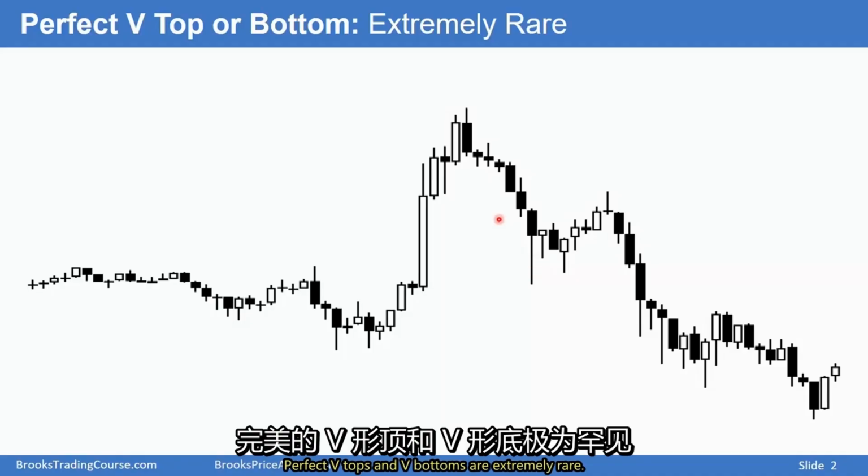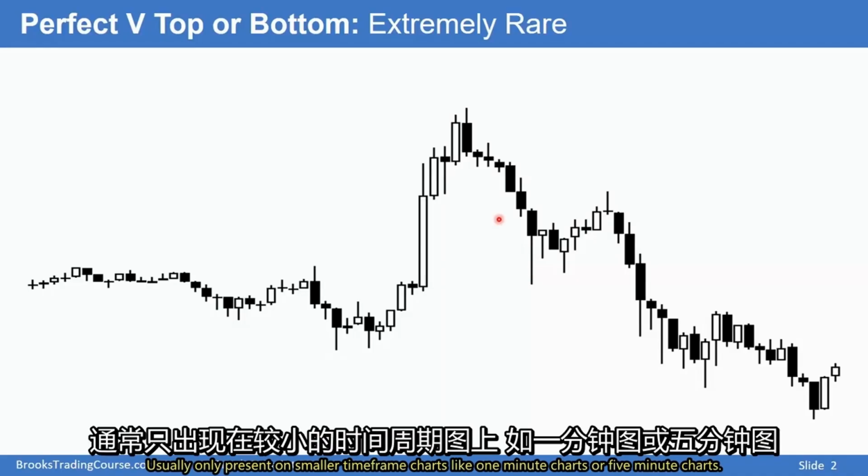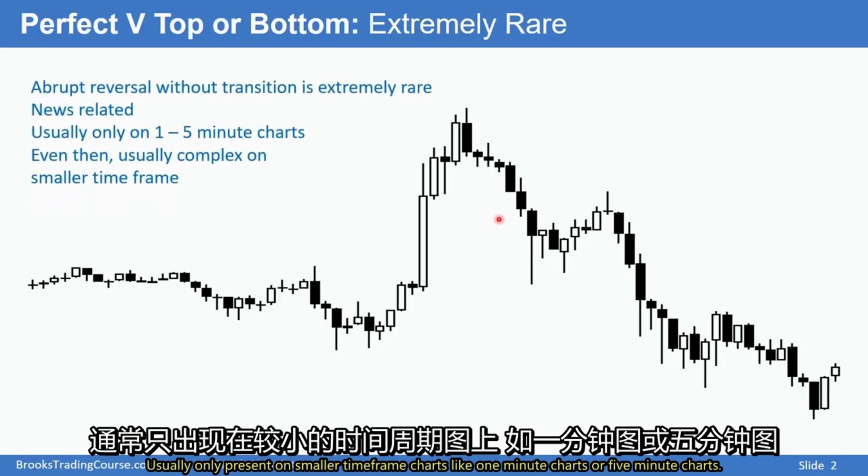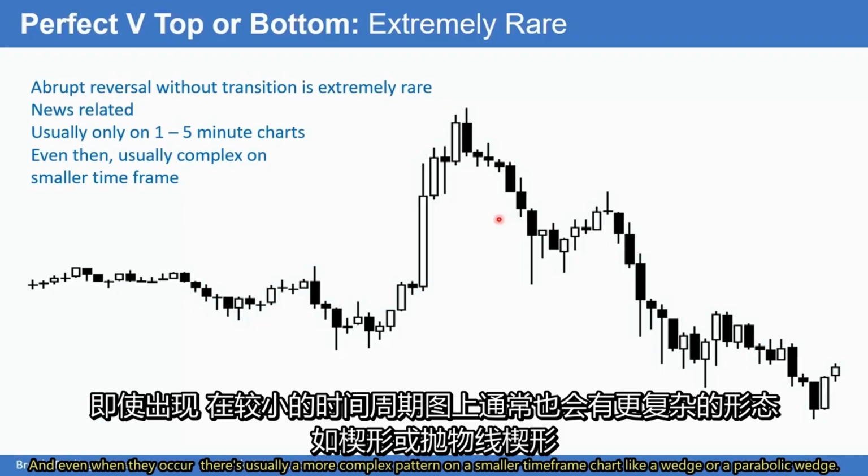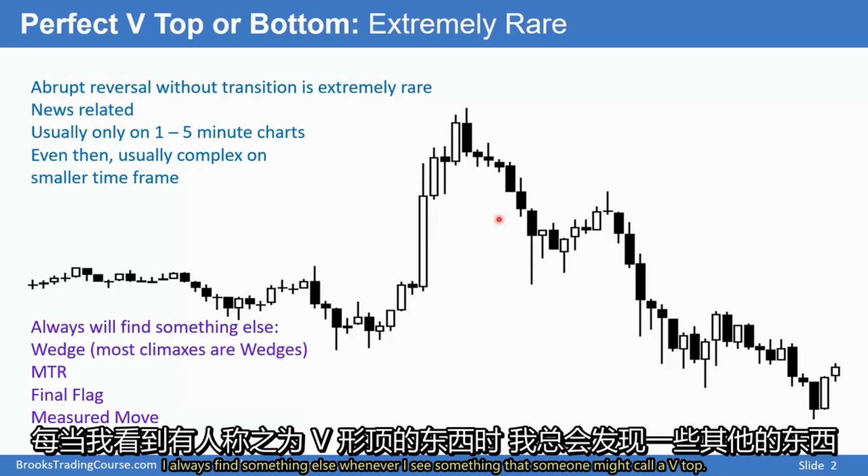Perfect V-tops and V-bottoms are extremely rare, usually only present on smaller time frame charts like 1-minute charts or 5-minute charts, usually news related. And even when they occur, there's usually a more complex pattern on a smaller time frame chart like a wedge or a parabolic wedge. I always find something else.